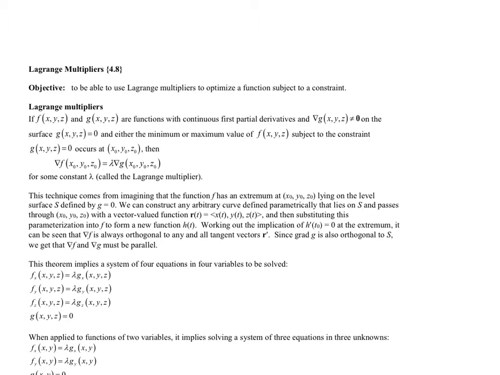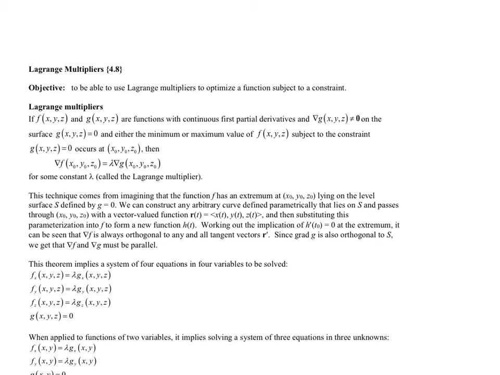I'll just read the blurb because I could paraphrase it, but it's always a disaster when I do that. The technique comes from imagining that the function f has an extremum at a coordinate lying on the level surface S defined by g equals 0. We can construct any arbitrary curve defined parametrically that lies on S and passes through that point with the vector valued function r, and then substituting this parameterization into f to form a new function h of t.